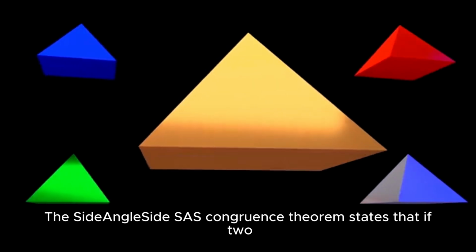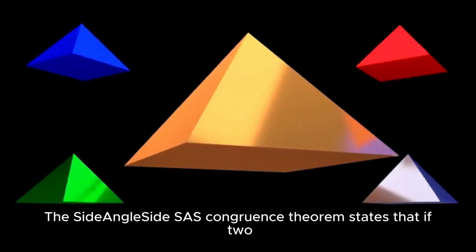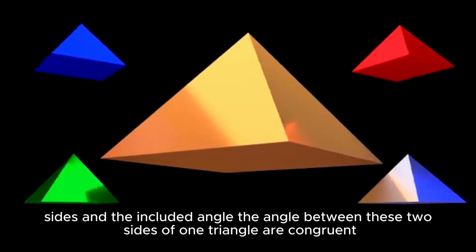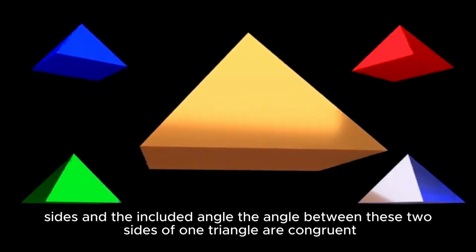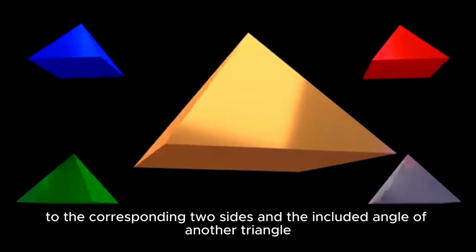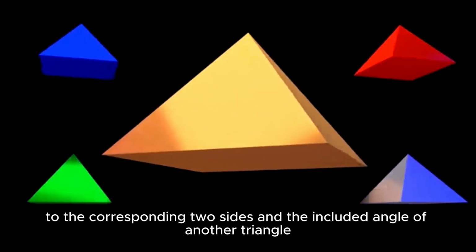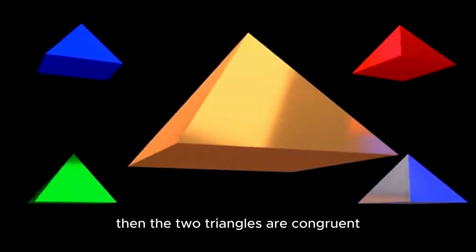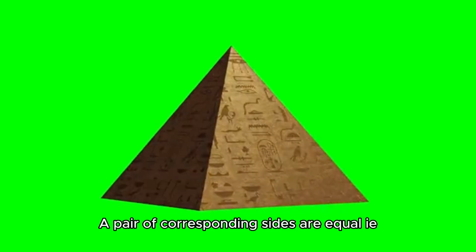The side-angle-side (SAS) congruence theorem states that if two sides and the included angle, the angle between these two sides, of one triangle are congruent to the corresponding two sides and the included angle of another triangle, then the two triangles are congruent.